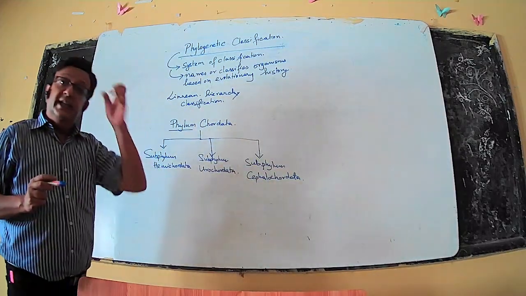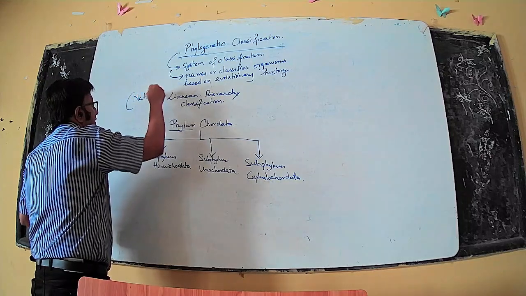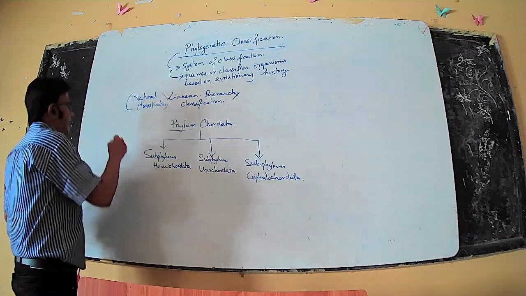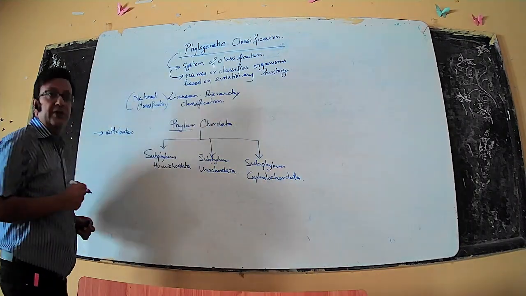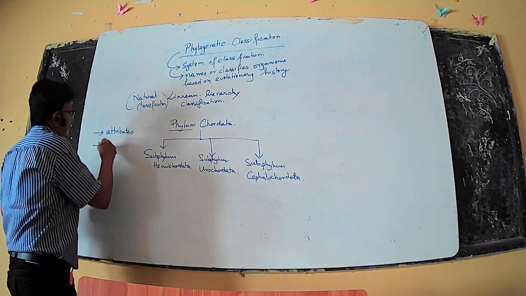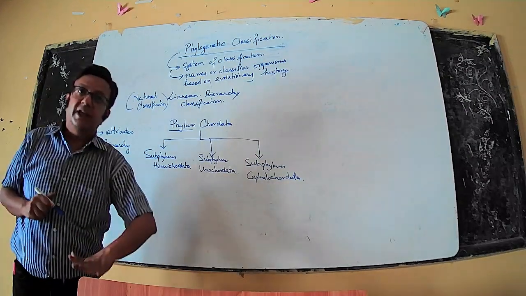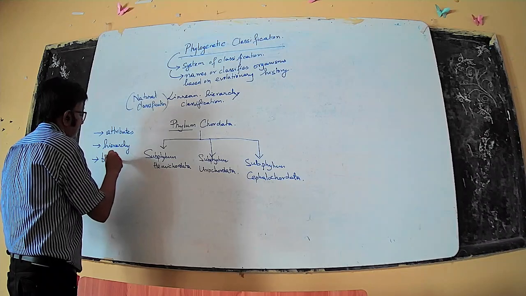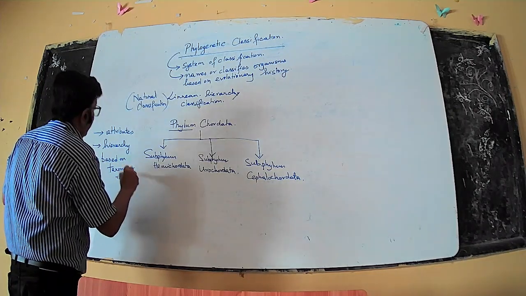This type of classification takes into account natural as well as artificial characters; basically, you can call it natural classification. It takes into account attributes or characters, and after taking the attributes, it gives a hierarchy based on ranks, based on taxonomic rank.